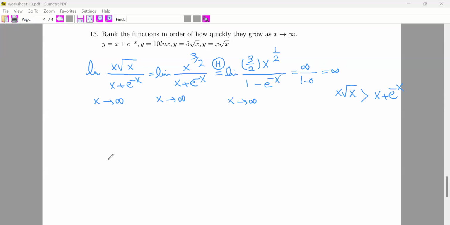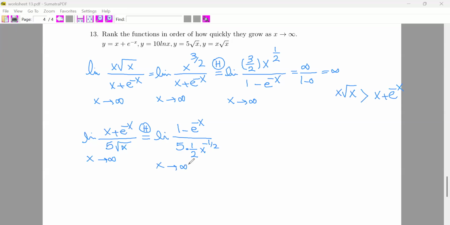The second one would be the limit of x plus e to negative x compared to 5 root 2 of x when x is approaching infinity. In this case, we have infinity over infinity as well, so we're going to use L'Hopital. We know that the derivative of the numerator is 1 minus e to negative x as we discussed before. And for the denominator, it will be 5 times 1 over 2 x to the power negative 1 over 2 when x is approaching infinity.